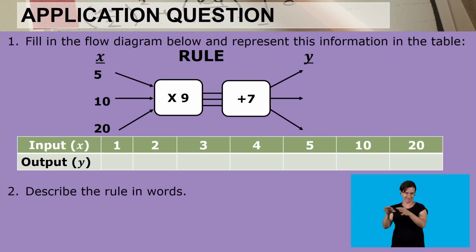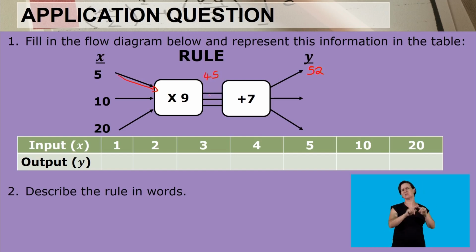So the first input value there is 5, and when we multiply 5 by 9, we get our 45. So 5 multiplied by 9 is 45. And of course, when we add 7 to that 45, we will get an answer of 52. Now, when the input value is a 5, we got an output value of a 52. Then we move on to 10 as an input value.